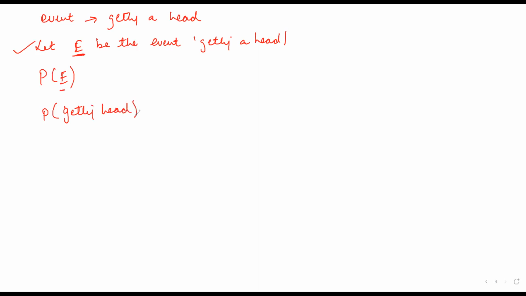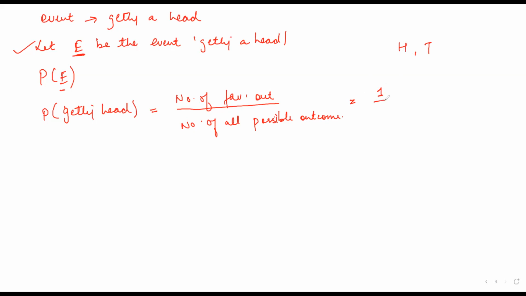Okay. So probability of getting head. So what is the formula? Number of favorable outcomes divided by number of all possible outcomes. Now, possible outcomes can be either you get a head or you get a tail. Only these two possible outcomes are there, right? And what you want is head, which is only one time on the coin. So your favorable outcome is 1, total outcomes are 2. So 1 by 2 is the probability.